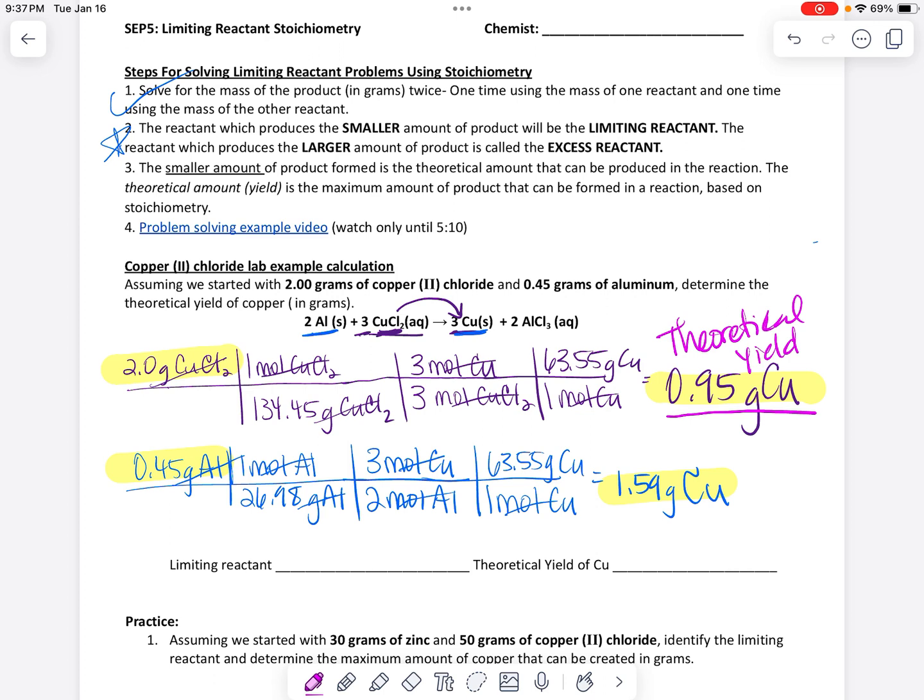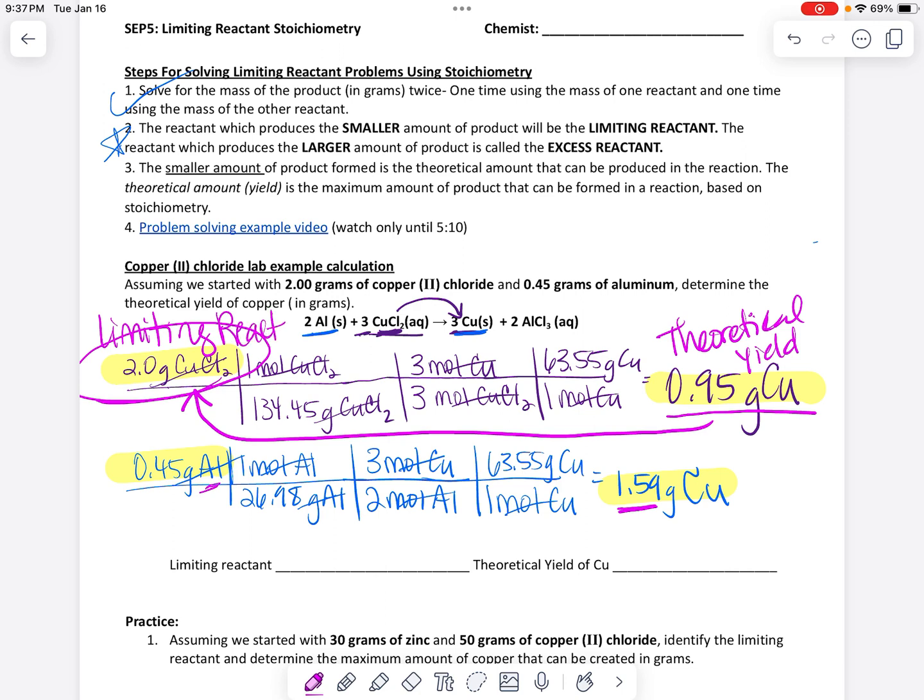And that is because I can't make 1.59 grams, because I'm going to run out of, let's see which reactant made this, my copper chloride. After it makes 0.95 grams of copper, there's no more copper chloride to react with the remaining aluminum. That makes this my limiting reactant. And that makes this, of course, my excess reactant, which means it will still be left over when the reaction is done. So I would still see aluminum floating in the solution.